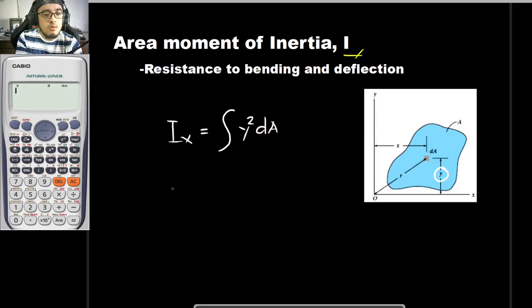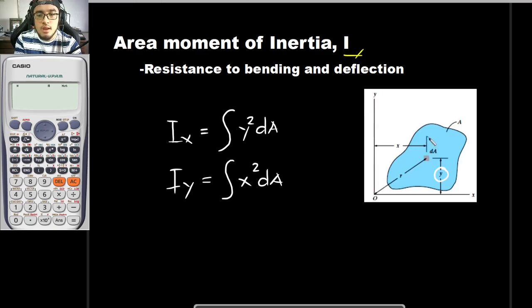But if you are to solve for the inertia about the y-axis, that is to be the integral of x squared times differential area, where your x is the distance from your y-axis up until the point that you are analyzing, or your differential area. So that is the general equation for your moments of inertia.